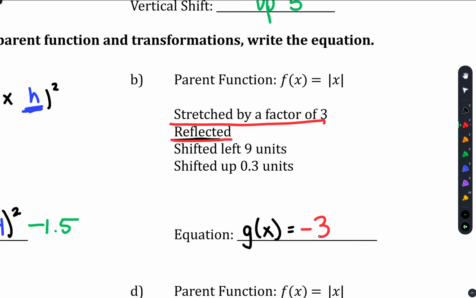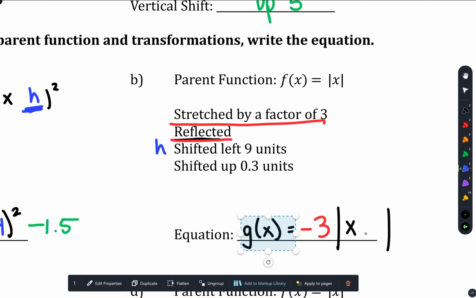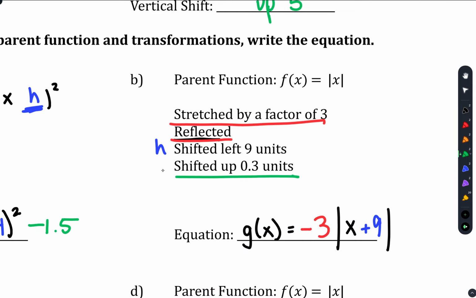Some of your homework says, like, what is the stretch or compress factor? It's just that number in the front. Okay, then I got my absolute value. I got to leave room for an h value. Do I have an h value here? What is it? Plus or minus 9? Plus 9. And then my k value, plus or minus? Plus. Perfect. Keep going.